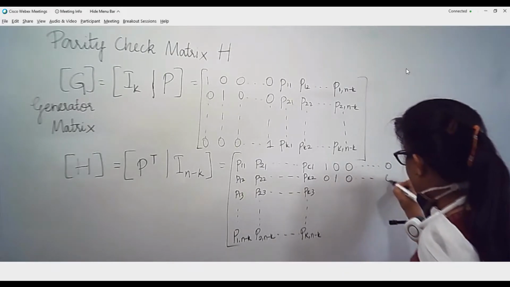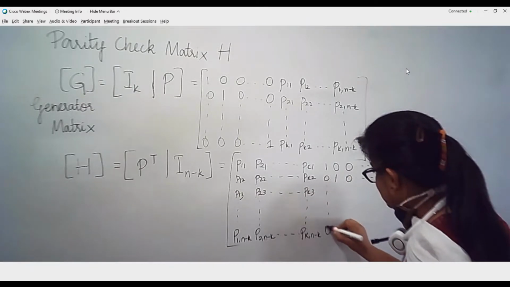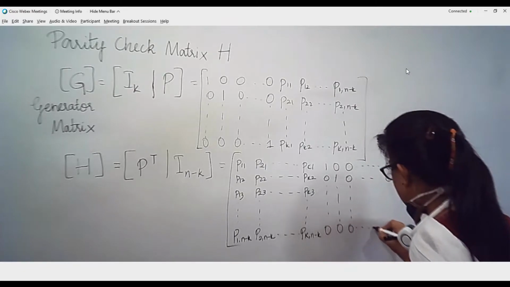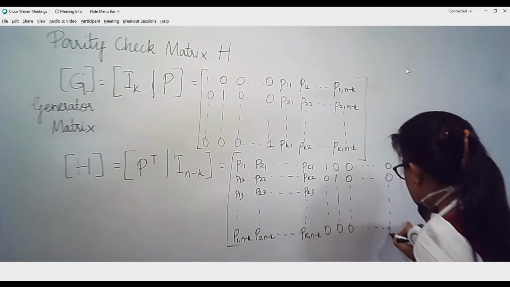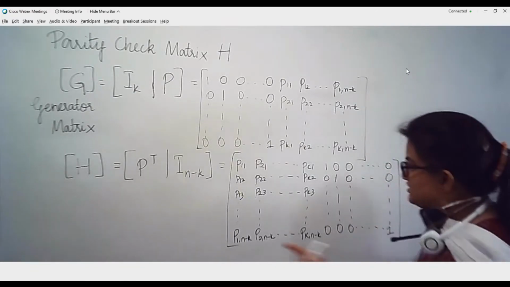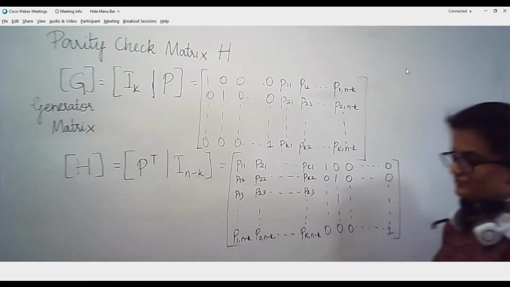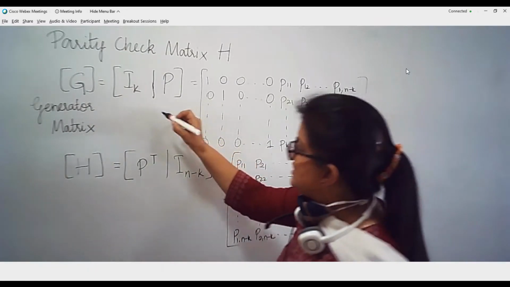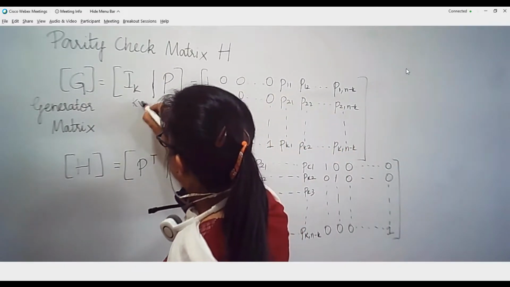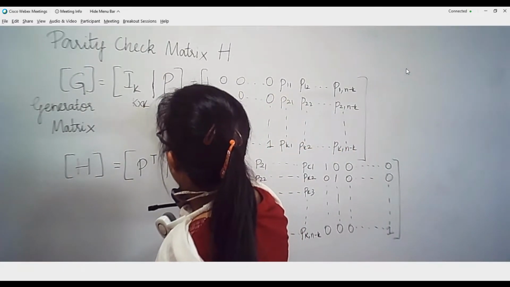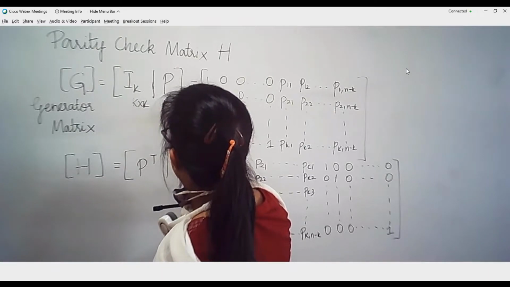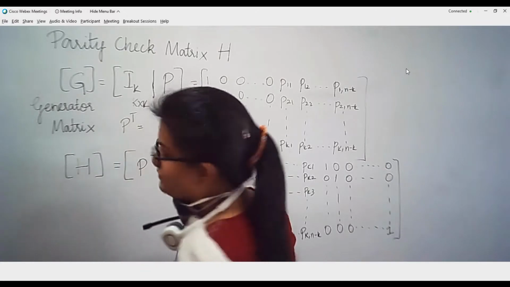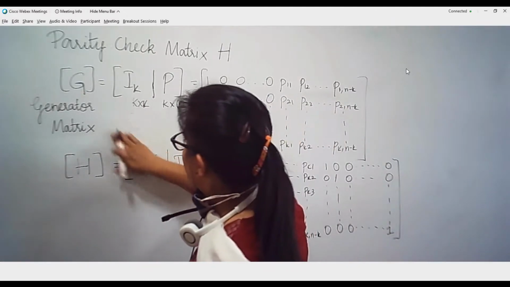Now I want you to tell me what is the size of this matrix. Look at the terms that I have written here and try to give me the size of this matrix. If P has the size, let me write the sizes here. This is k cross k. This will be k cross of n minus k. What will be the size of P transpose?